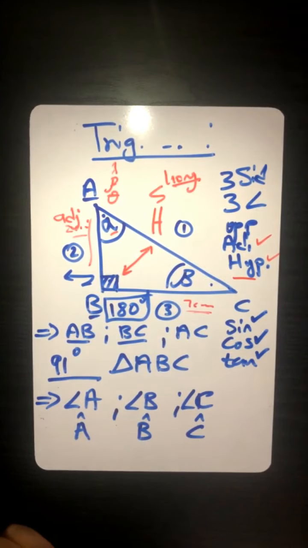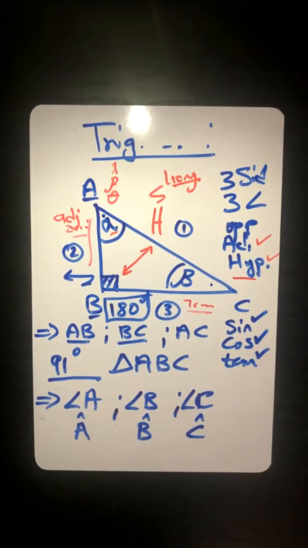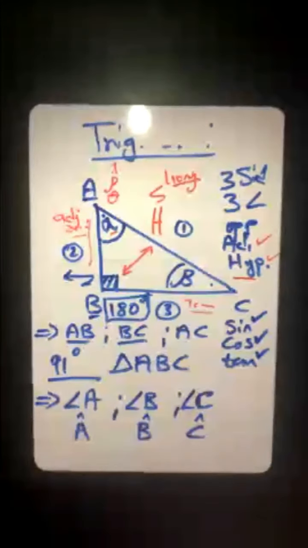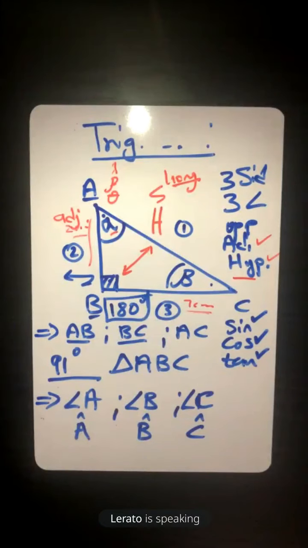So ladies and gentlemen, before I make a summary on a CAS diagram, is there someone who's got a question, or is that part clear to everyone? Yes, sir, I have a question. Sir, so we only have three trig ratios?